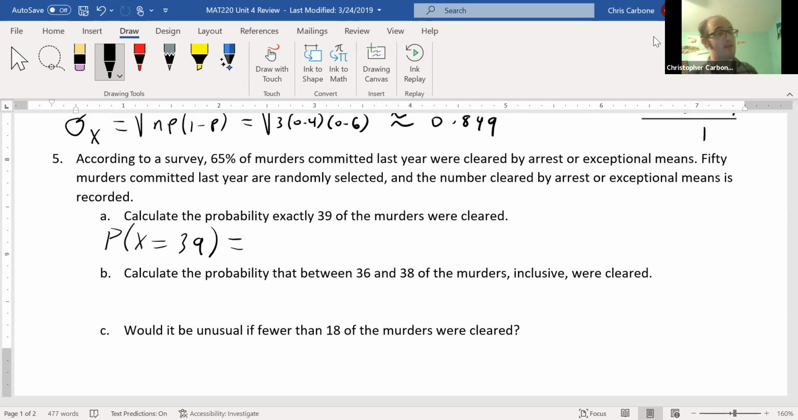So this would be a binomial random variable. Either the murder is cleared or it's not cleared. Each of the 50 murders which were randomly selected are going to be independent. And that probability of 65% of clearing a murder case does not change. So, binomial random variable. So let me hop back up to our binomial calculator.